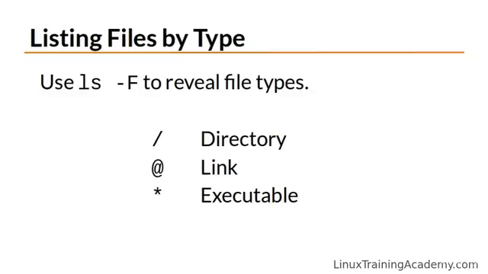When you perform an ls by itself, you may or may not know what is a file and what is a directory. You can use ls space -F to reveal file types. ls -F appends a character to a file or directory name that tells you what it is. So if it ends in a slash, then it's a directory. If it ends in an at sign, that's a link. A star or an asterisk means that it's executable.